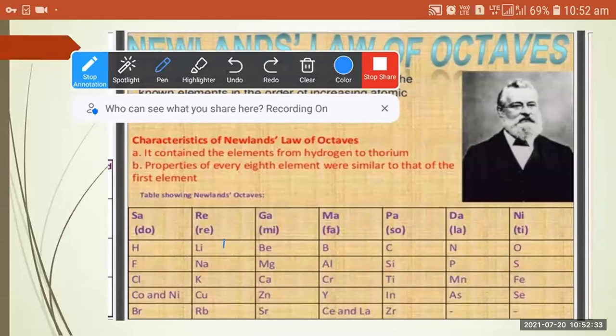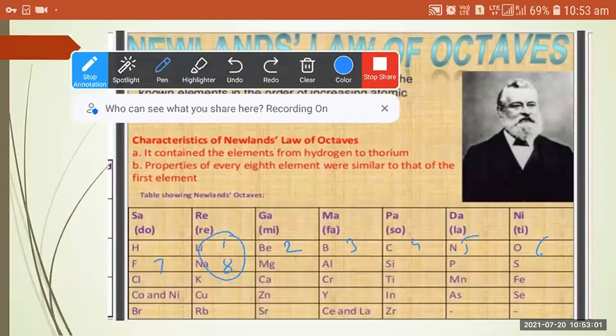So here it will come 1, 2, 3, 4, 5, 6, 7, and 8. Okay. So the sodium element will come at the 8th position and lithium is at the first. So according to Newlands, he said that the property of the first element and the eighth element is similar, just like musical notes.